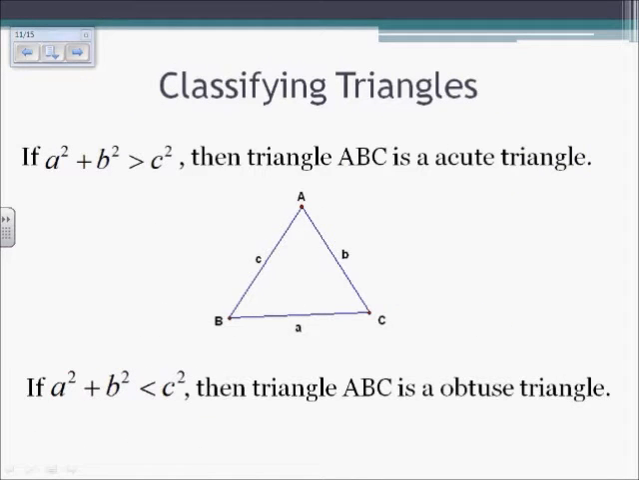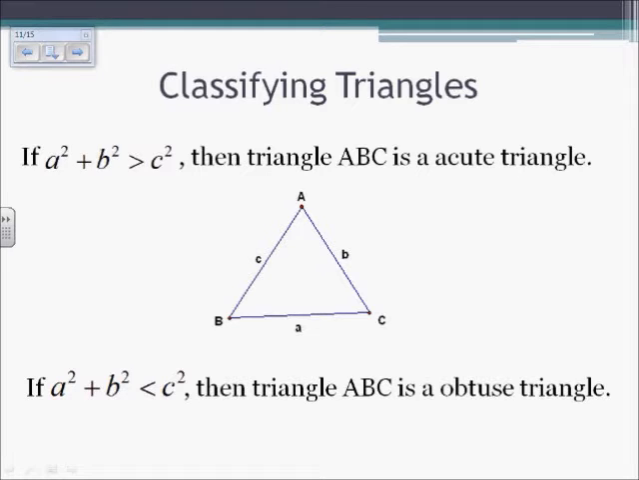Classifying triangles. Not only can we determine whether or not they are right triangles or not, we can determine if they are acute or obtuse triangles. So we know that the 3 types of triangles listed by their angles are right, obtuse, or acute, and we can now determine that if for the 2 legs of a triangle, a squared plus b squared is greater than c squared, then the triangle is acute. On the flip side of that, at the bottom it says if a squared plus b squared is less than c squared, then the triangle, which in this case is the example ABC, is obtuse.